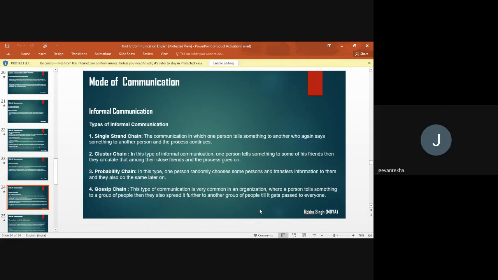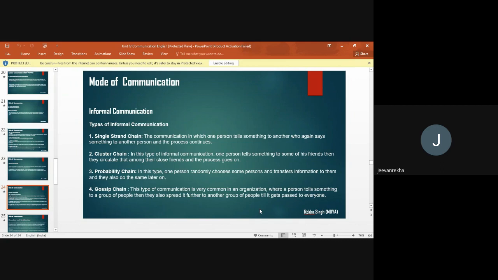Now, mode of communication. In informal communication, there are types of informal communication. First, single strand chain. Listen very carefully. Single strand chain is the communication in which one person tells something to another, who again says something to another person, and the process continues.